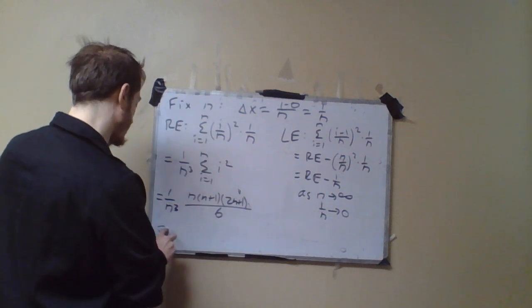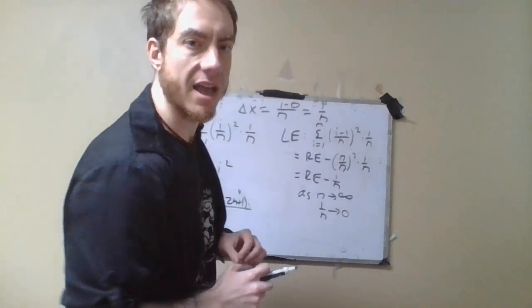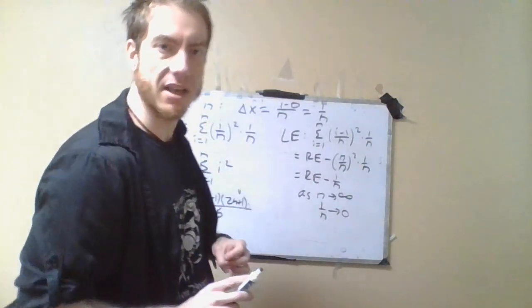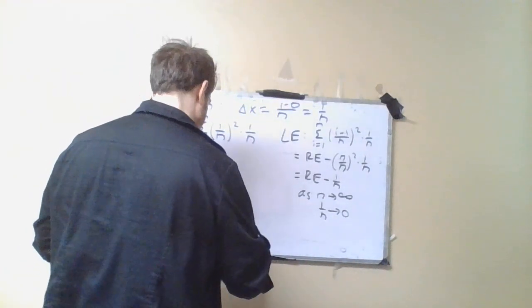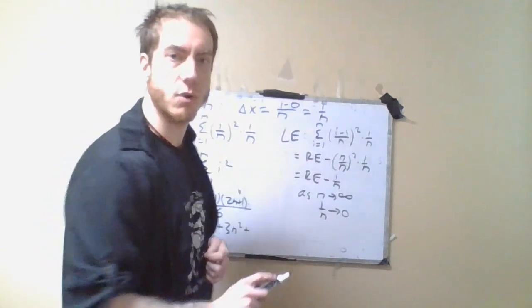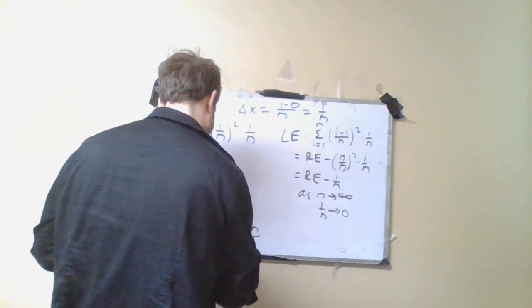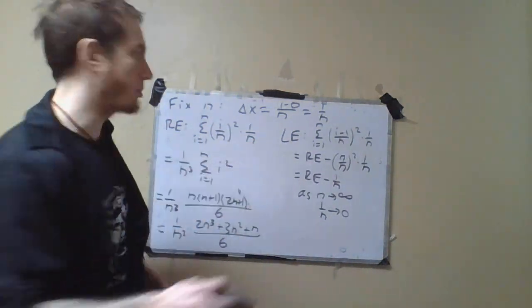Now, what does this come out to be? So this is going to be 1 over n cubed times, when we simplify this, and I have this in notes, so I'm just going to write down what we get here: 2n cubed plus 3n squared plus n, divided by 6.